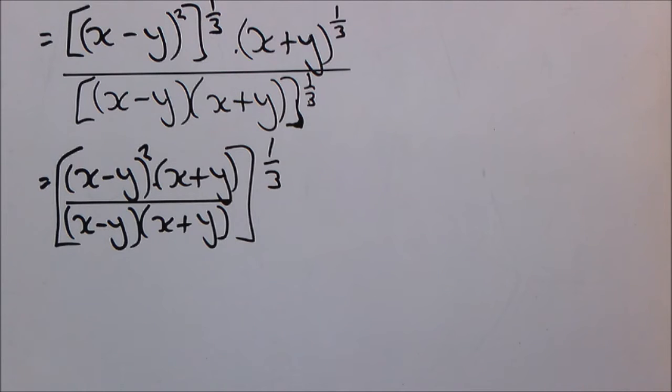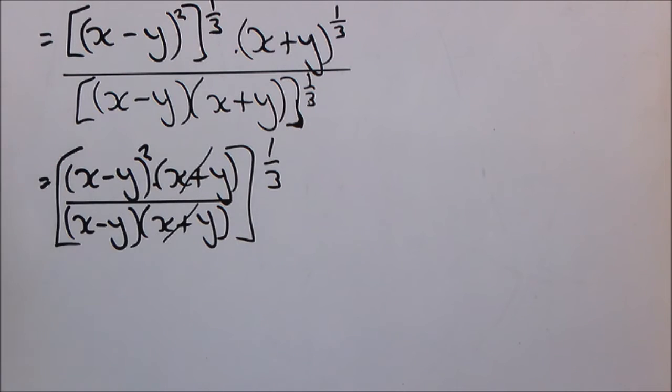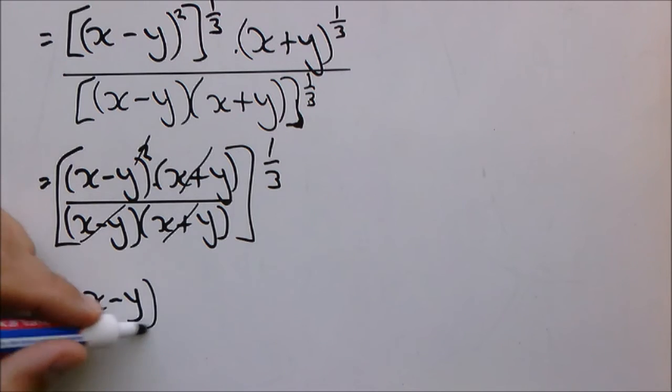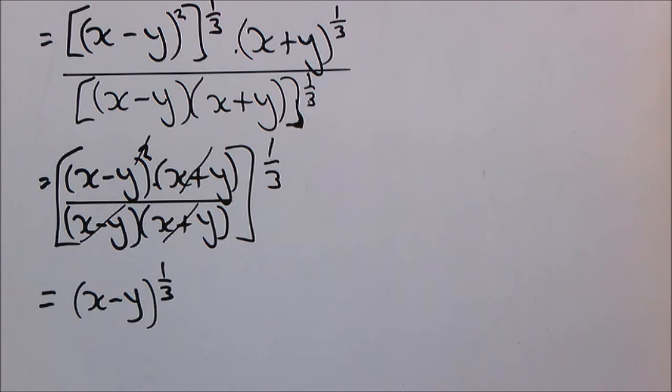Now we can cancel out what can be cancelled. Those two can cancel out. This one will cancel out with one of those. So we will be left with a final answer of x minus y to the power of a third.